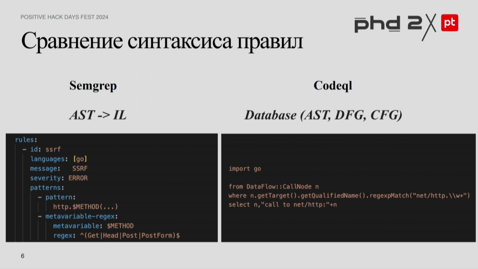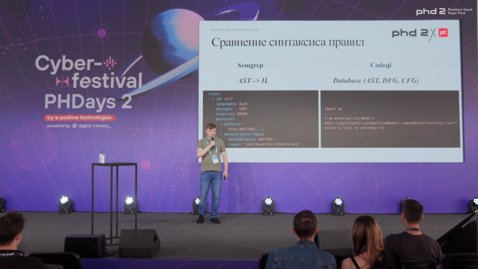After being run, Semgrep builds the AST tree, which is transformed into an intermediate language that follows the rules, and that allows us to write the same rules for different languages. In other words, the syntax is going to be the same, and as patterns, we use the construction of the source code.